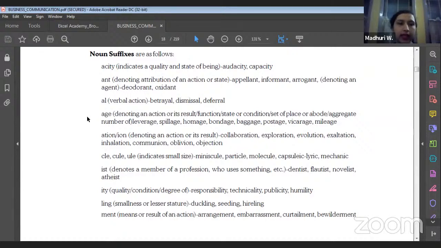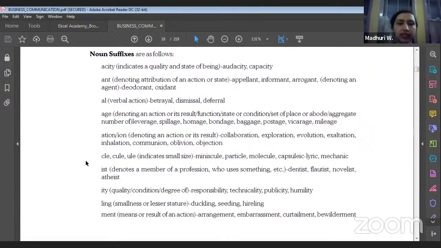Then, age refers to denoting an action or its result, function, state, etc. Leverage, homage, bondage, baggage, postage, mileage, etc. Then we have ation and ion, like collaboration, exploration, evolution, inhalation, communion, oblivion, objection, etc. Okay? Then cle and cule generally refer to something that is tiny, like a small size, like minuscule, particle, molecule, okay? Mechanic, okay? All of these are very small things.